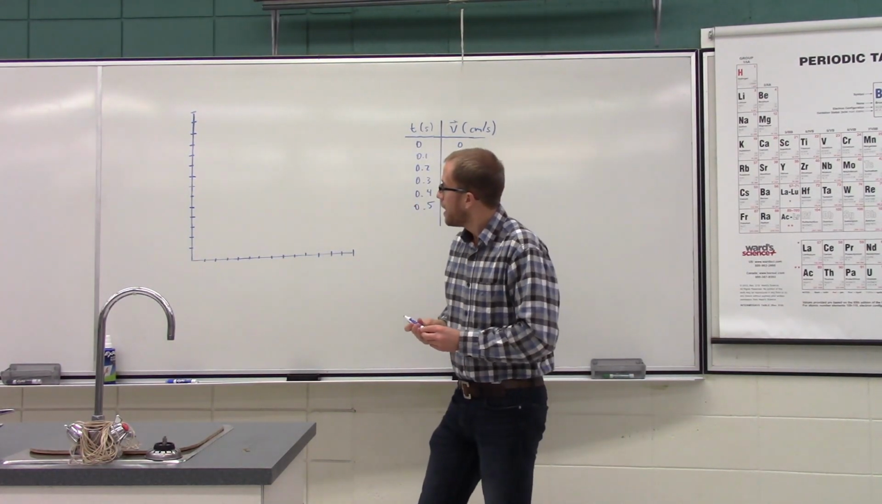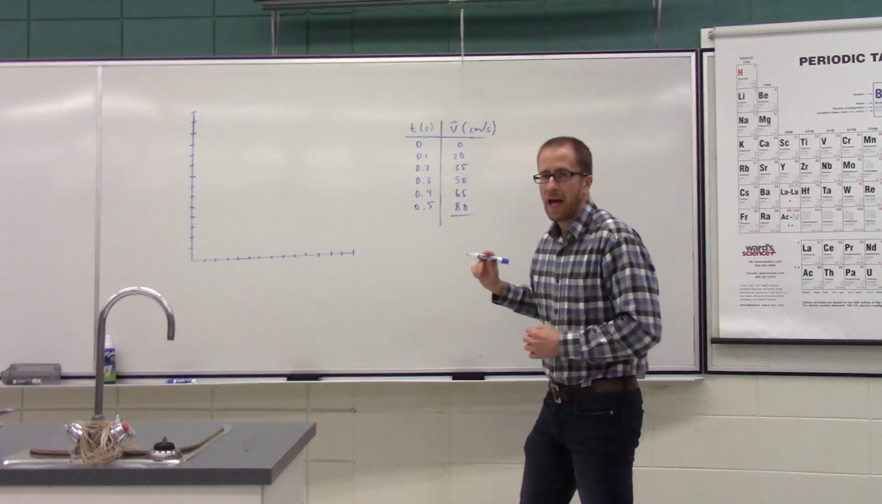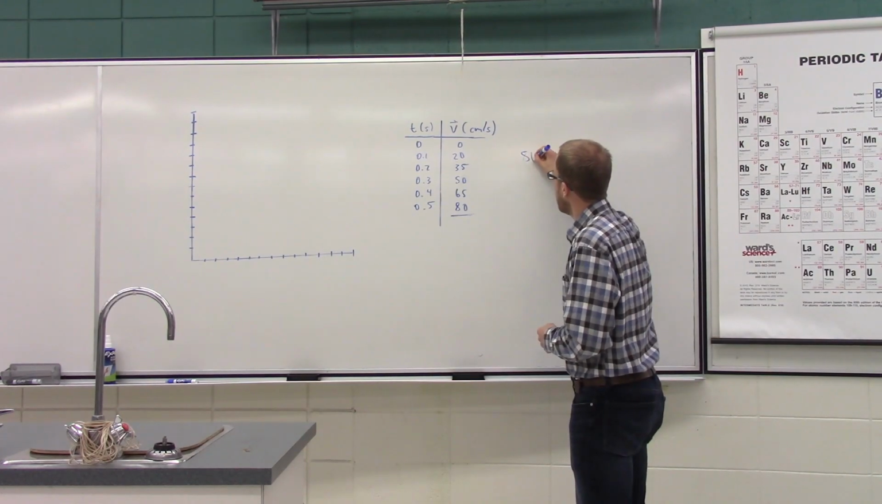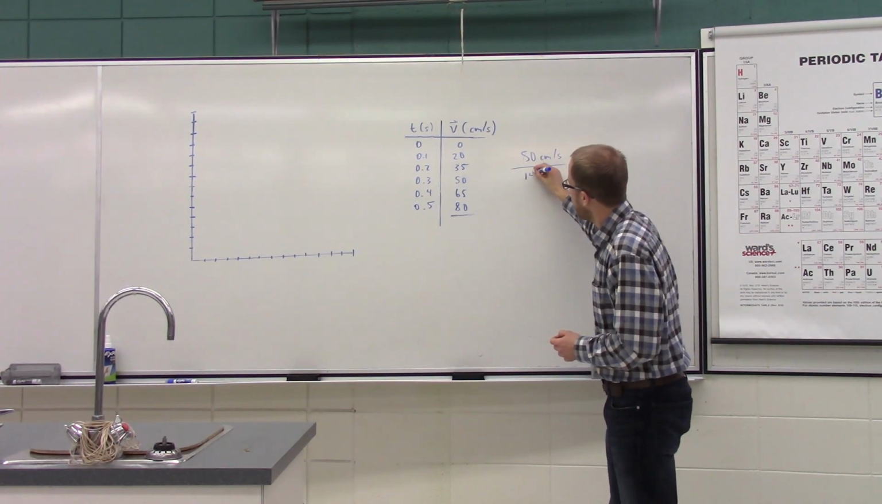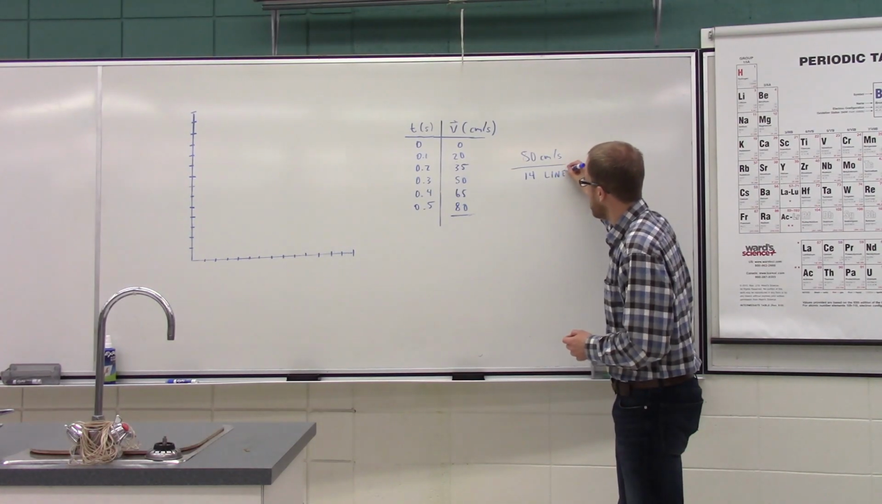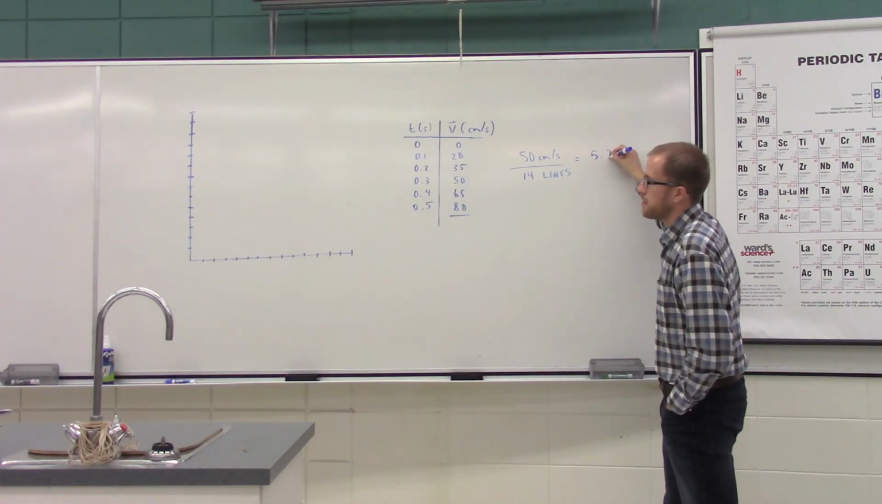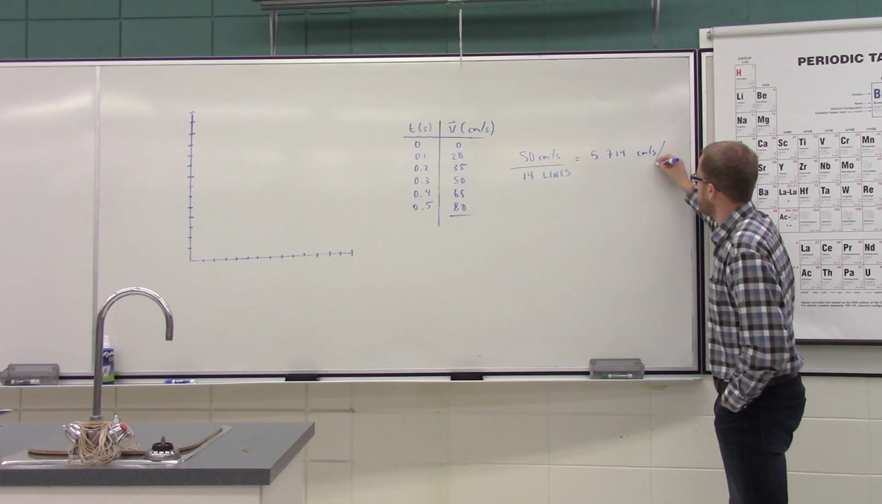Now, in order to determine your scale, you should take that largest value, and you should divide that by the number of lines. So we have 80 centimeters per second divided by 14 lines, and this gives us 5.714 centimeters per second per line.